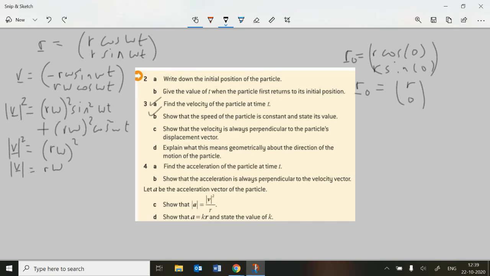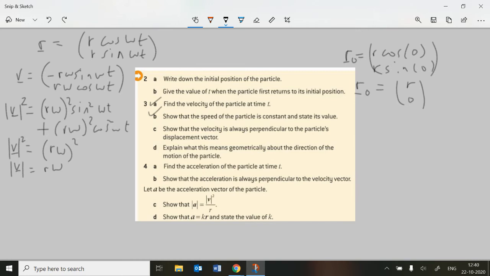Show the velocity is always perpendicular to the particle's displacement vector. Okay, so the displacement vectors are always in a circle centered around 0, 0. And when they're talking about the velocity always being perpendicular, they mean at any particular point here, the velocity is moving one way or the other way. It's going in this direction, I think. But this is always going to be at right angles. Wherever we're moving, this object is moving at right angles in its orbit, at right angles to that radius essentially.